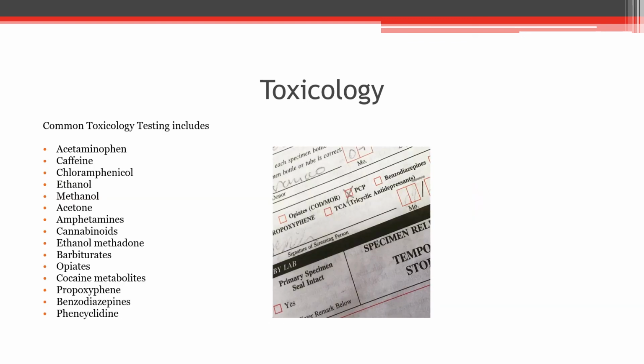Common toxicology testing includes acetaminophen, caffeine, chloramphenicol, ethanol, methanol, acetone, amphetamines, cannabinoids, methadone, barbiturates, opiates, cocaine metabolites, propoxyphene, benzodiazepines, phencyclidine.